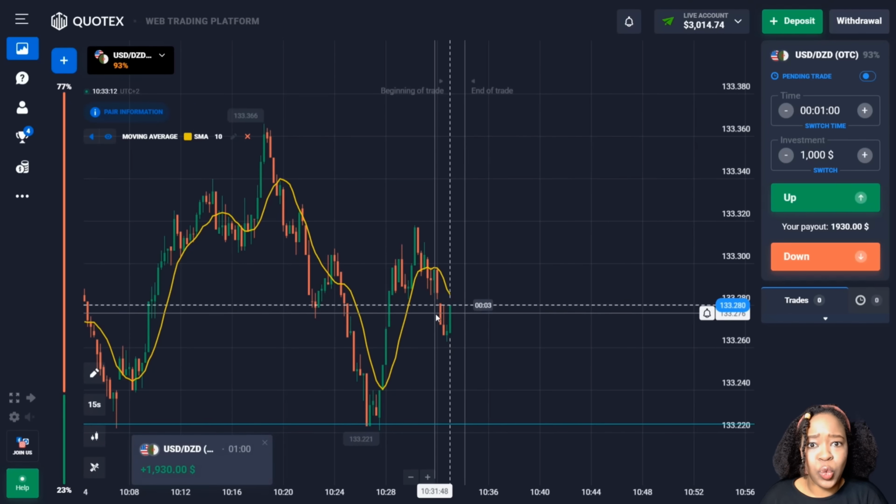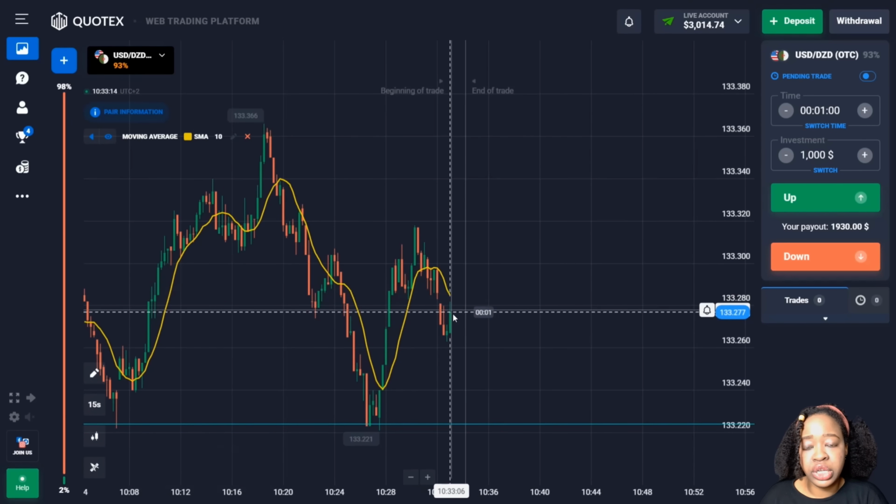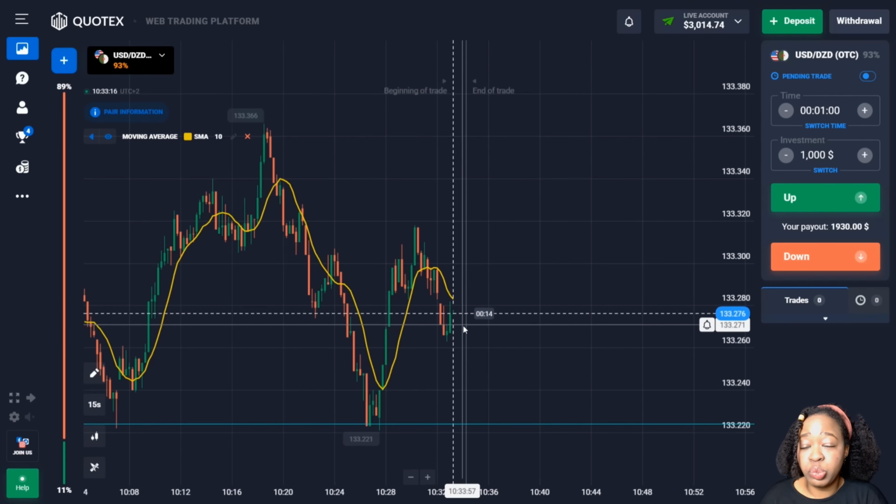So guys, this is quite interesting. So the price really continued moving down and I made very good profit. As you saw, the indicator showed me a good entry point.